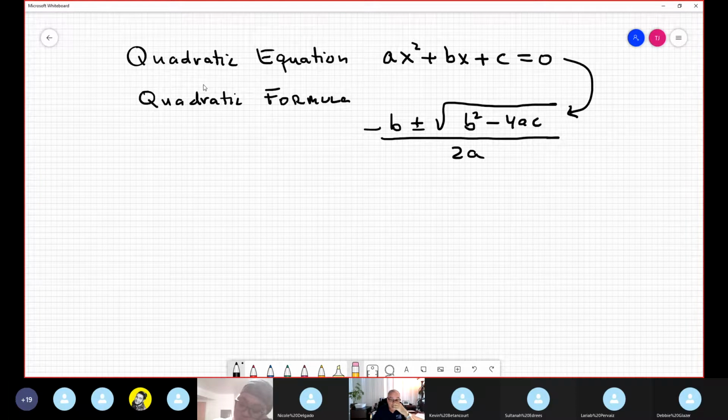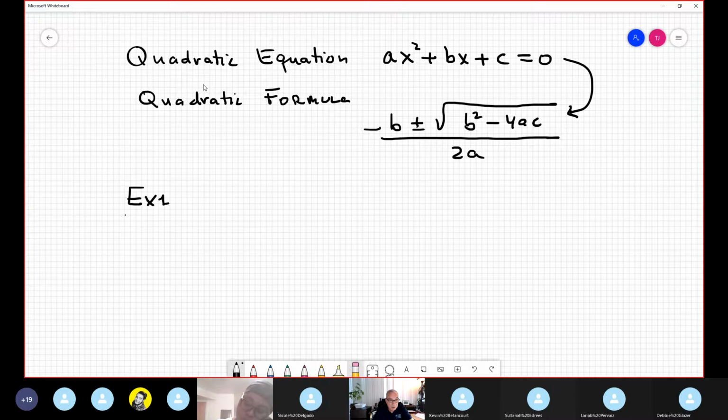Under the supposition that my equation is expressed in standard form. If it is expressed in non-standard form, then you need to manipulate it a little bit, put it in standard form, and then you determine who is A, B, and C. Okay? Let's see an example. Example 1 of the quadratic formula is important.